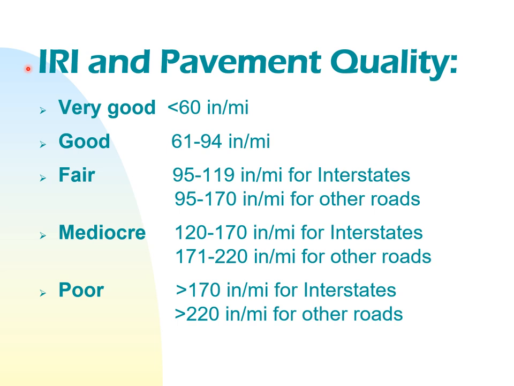IRI and pavement quality. So look at that: very good, good, fair, mediocre, poor, and you can see the values. If it is less than 60 inches per mile, very good, and 61 to 94 inches per mile, good, and so on. And here you have two ranges. One range is meant for interstates, and this range is for the other roads. You can see the same format in the case of mediocre and poor pavement.